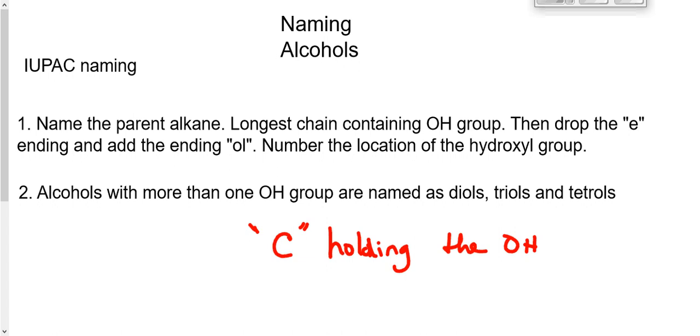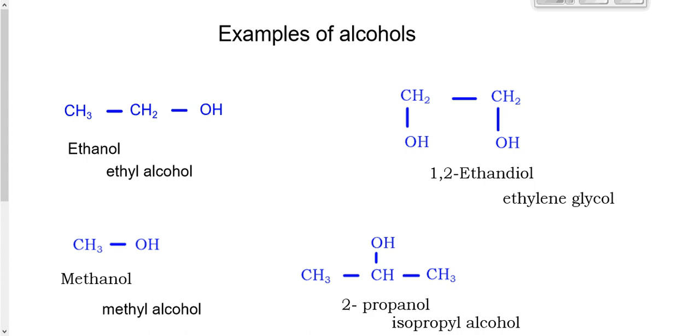We change the name to -ol. If there are 2 hydroxide groups, it's a diol. 3 would be a triol, etc. Take a look at this first example, ethanol.